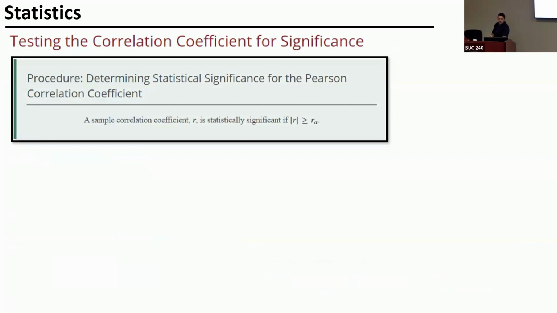Perfect, good deal. All right, so testing the correlation coefficient. Here's why it matters. Testing the correlation coefficient for significance. Look at this little symbol here. It says the sample correlation coefficient r is statistically significant if the absolute value of r is greater than or equal to the r of alpha. You're going to have to know how to use a chart on this one.